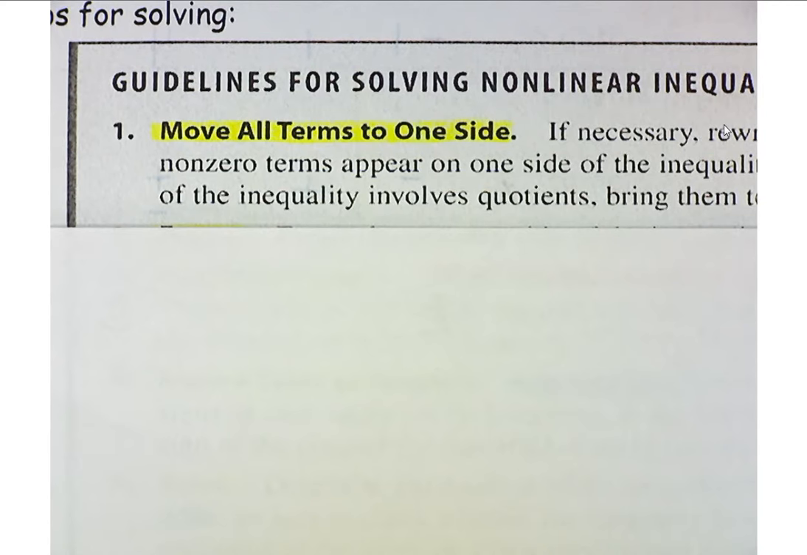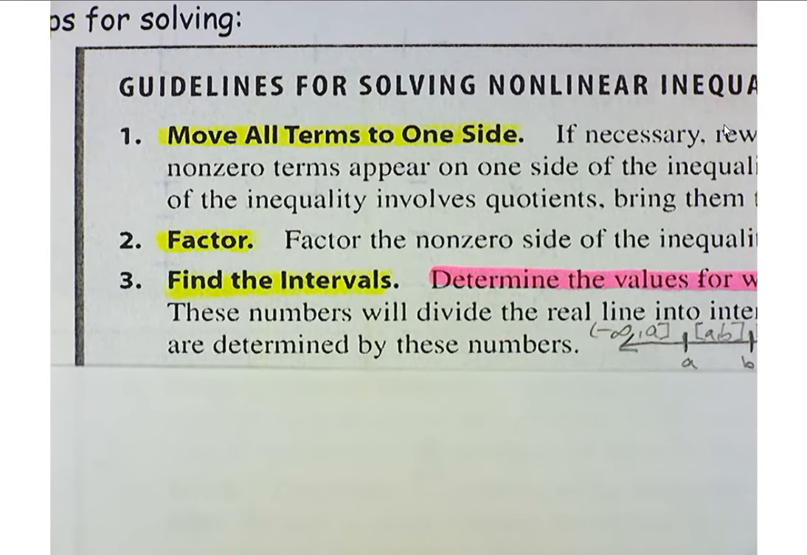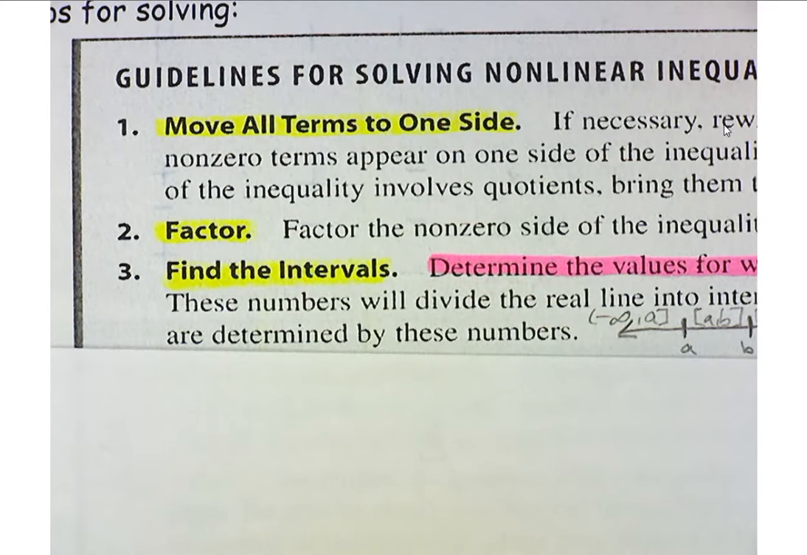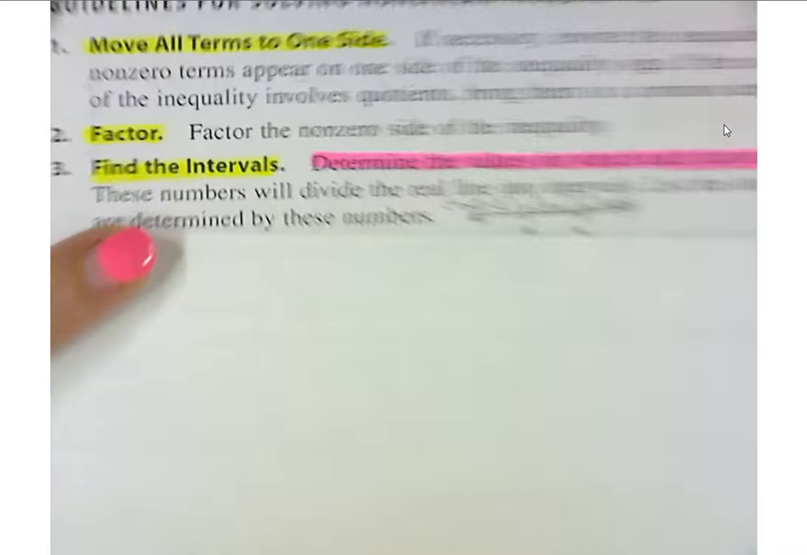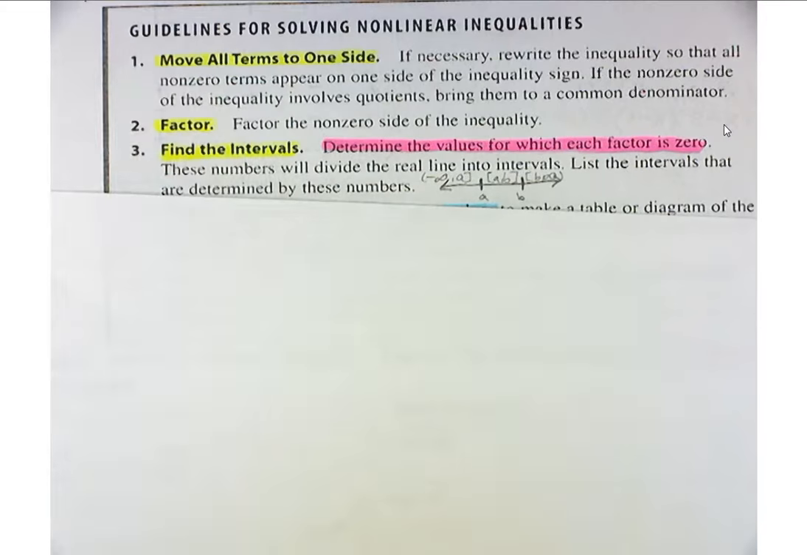Okay, our second step is we are going to have to factor. So secondly, we are going to do what? Factor. Then we are going to find the intervals. Now, what I mean by finding the intervals is you have to find values for which each factor is 0. So that's going to be really important. So in order to find the zeros, if you don't already have this underlined or highlighted, then you're going to want to do that. You want to determine the values for which each factor is 0.